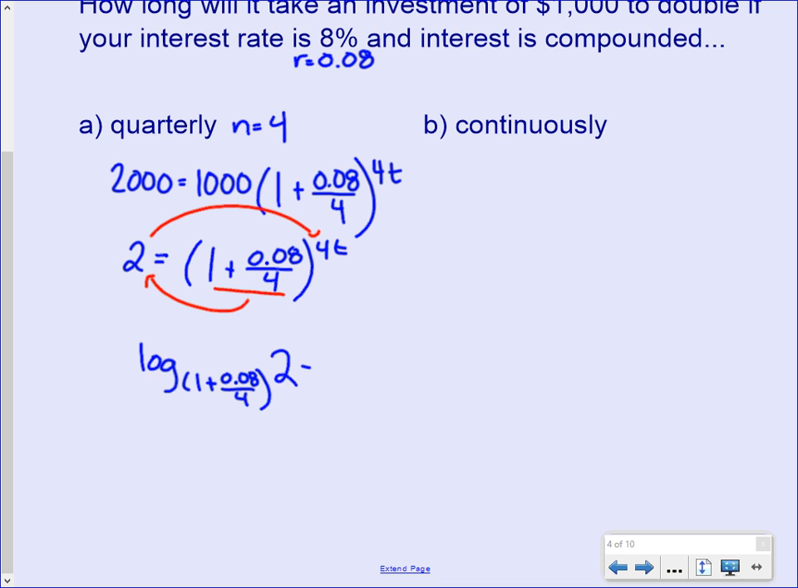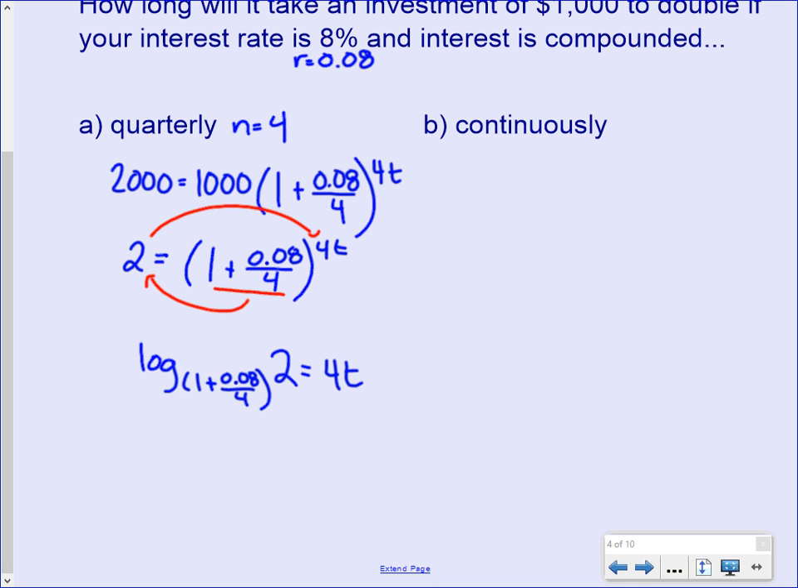Now, you could simplify 1 plus 0.08 divided by 4. That divides evenly to just be 1.02. So you can make your life a little bit easier there. I would encourage you, if it doesn't come out nicely, like 0.02 being a terminating decimal, leave it in the form that we have it right here. That way you'll get a more exact answer so that you're not rounding it.